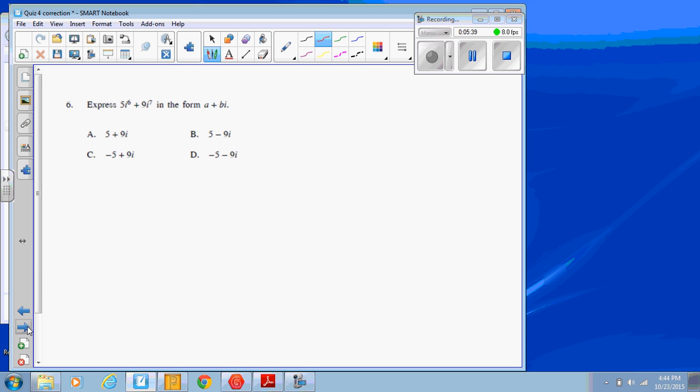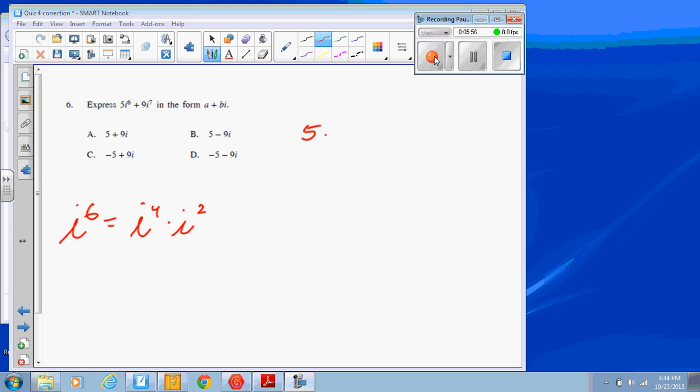Okay, now number 6 is the same principle. I'm going to have 5 times i to the 6th. i to the 6th is the same as i to the 4th times i to the 2nd. So this is 1. Okay, this part here goes to 1. So it's 1 times negative 1. So that's going to be negative 1. So 5 times negative 1.